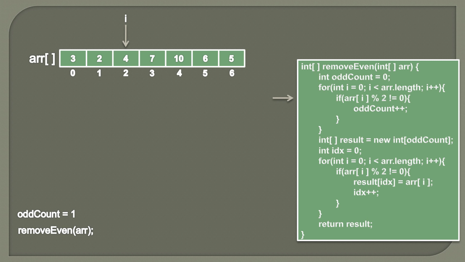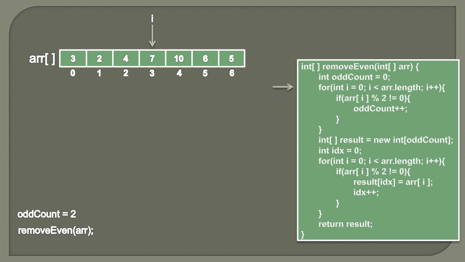Now 4 divided by 2 will give remainder 0 because 4 is divisible by 2. So this condition comes out to be false. We will increment i again. i becomes 3. Now 7 divided by 2 will give remainder 1. And 1 is not equal to 0. Therefore this condition comes out to be true. We will increment oddCount because 7 is an odd integer.